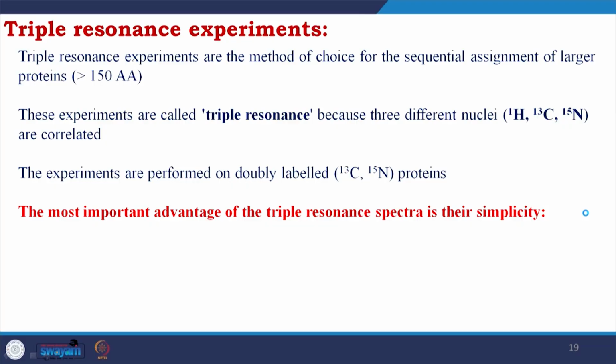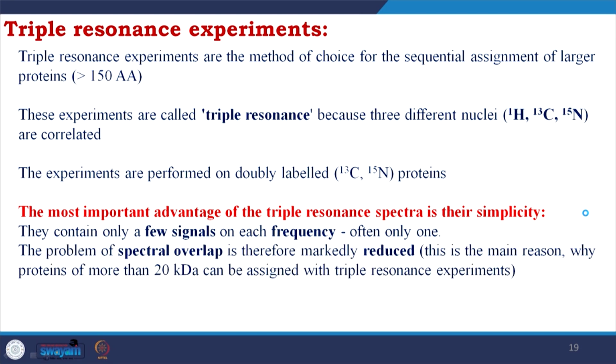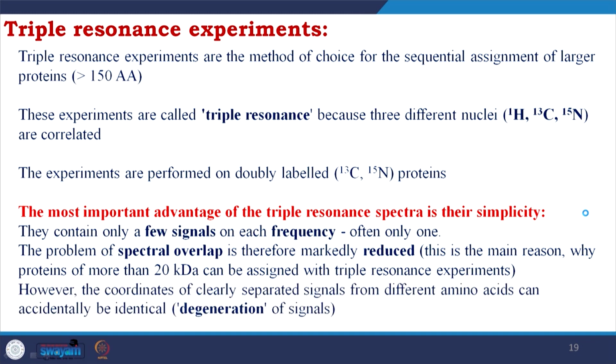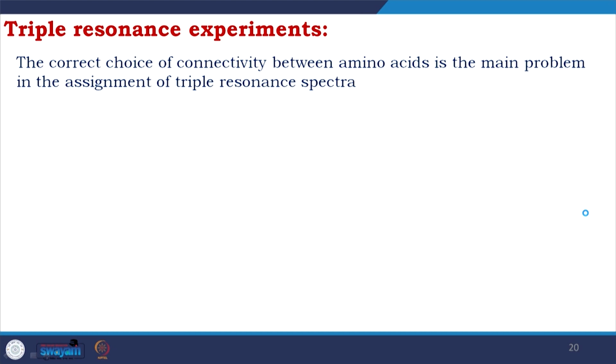The most important advantage of triple resonance spectra is their simplicity. They contain only a few signals of each frequency, often only one. The problem of spectral overlap is therefore markedly reduced. This is the main reason why proteins of more than 20 kilodalton can be assigned with triple resonance experiments. However, the coordinates of clearly separate signals from different amino acids can accidentally be identical, which is called degeneration of signals. We have to note that. The correct choice of connectivity between amino acids is the main problem in the assignment of triple resonance spectra.